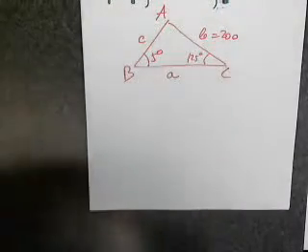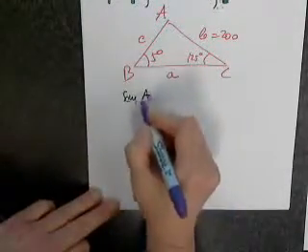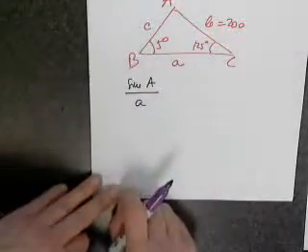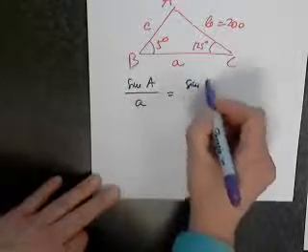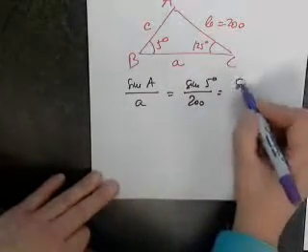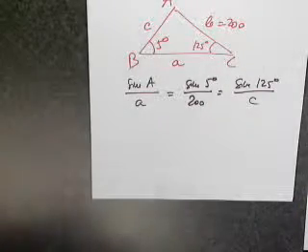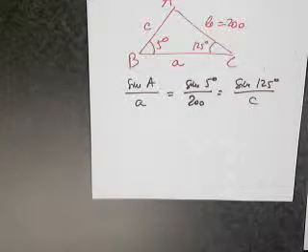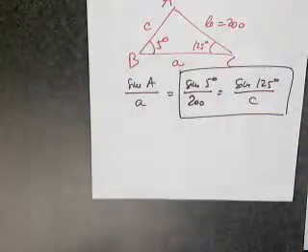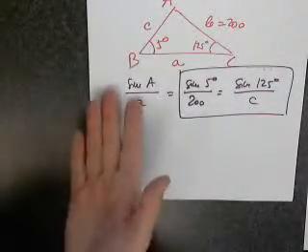So you would do sine of 5 degrees. Sine A, we always start with A, but it's not a mistake if you don't. But I always start with A. Sine A over A equals sine 5 over 200 equals sine 125 over C. Which proportion will give me what I'm looking for? The last two, yes. Because only in these two I have only one unknown. Here I have two unknowns. I couldn't use this. So I have to use this.